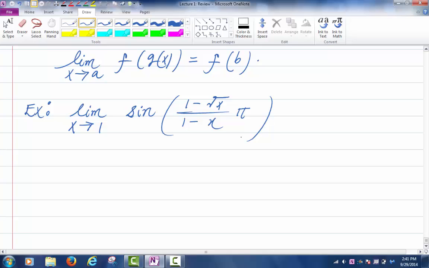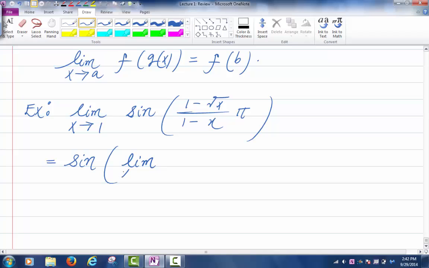Notice that my outside function is sine x, and sine x is continuous everywhere. So how do I find this limit? Well, because my outside is continuous, all I have to do is just take the limit inside. If the limit of the inside exists and the outside function is continuous there, you can just find it this way.